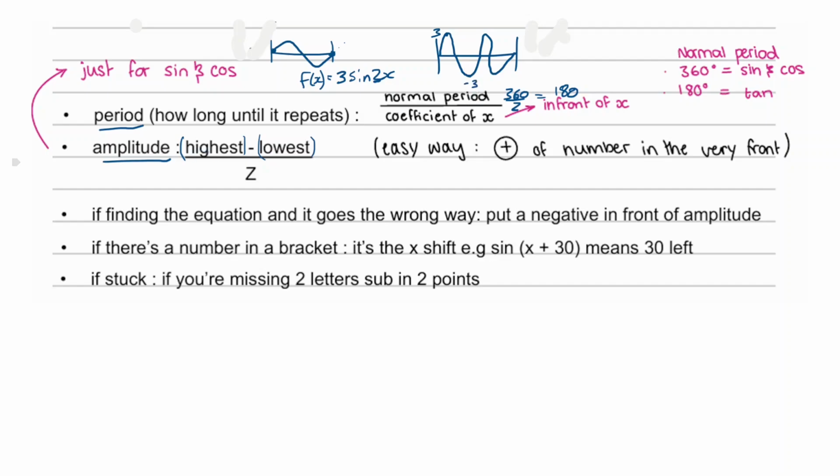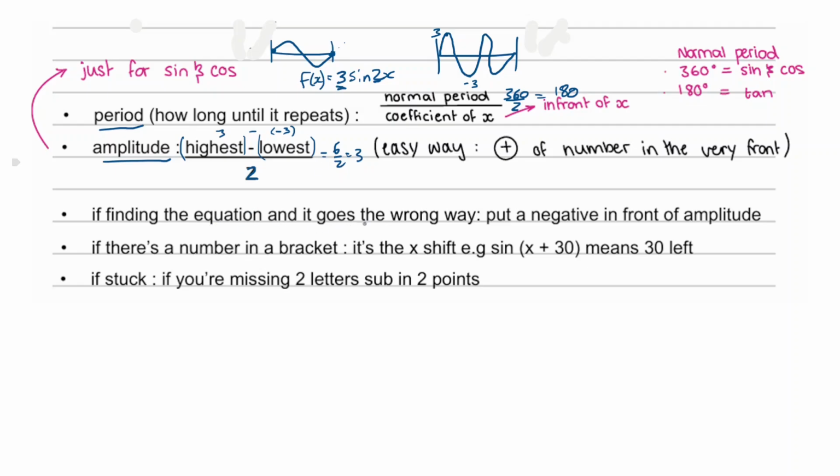And so if you want the amplitude, it's the highest, 3, minus the lowest, in brackets, minus 3. So it becomes positive 6 divided by 2. So 6 divided by 2 would be 3. So the amplitude for my question here is 3. The easy way to get it is you just look at the number in front of sine or cos and put a positive, and that will tell you the answer. So I can look at this and see the amplitude is 3.